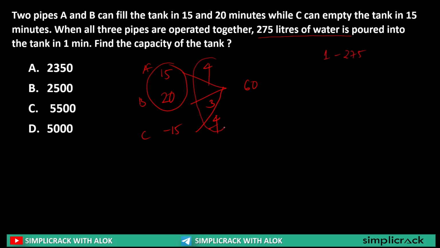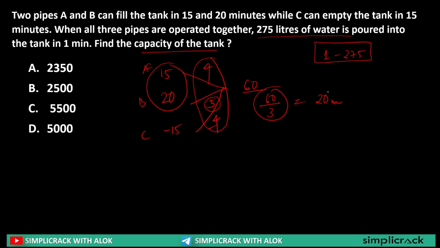275. So now what is the total efficiency? That is 4 plus 3 minus 4, that is 3. And what is the total work? 60. So now how much time are they taking? They are taking 20 minutes. Okay, and in 1 minute they are pouring 275 liters. So in order to fill the tank, they need how many minutes? 20 minutes. So the total water will be 20 multiplied by 275, and it will be 5500 liters. Are you getting it? This was the complete work. This was the efficiency. So we understand how much time they will take. And now we know that in each minute they are filling 275 liters. So in 20 minutes they will fill this much water.